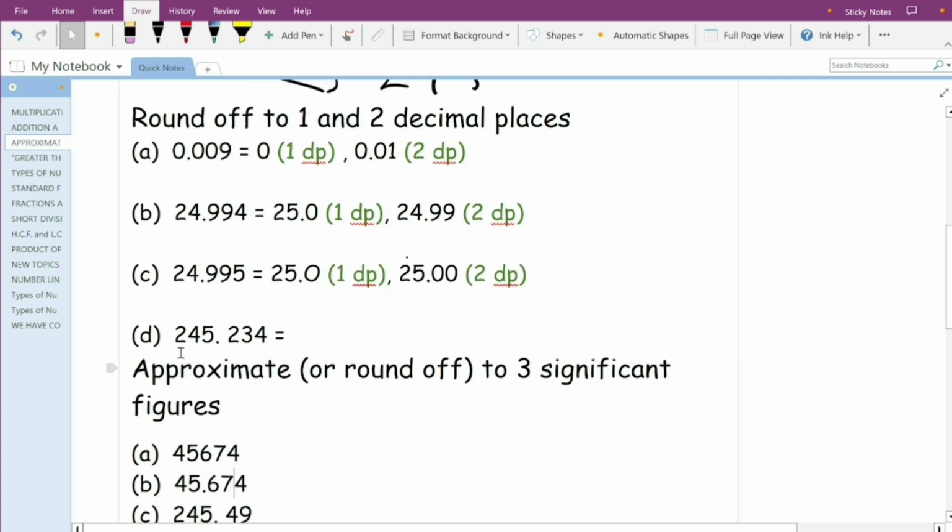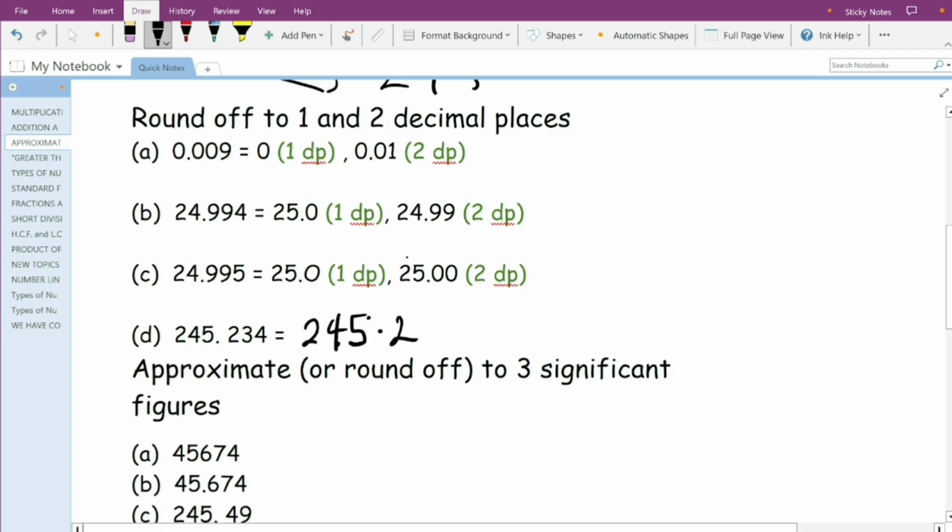For the last question, 245.234 to 1 decimal place. That means we have to stop at this 2 behind the decimal. We're stopping here. And for us to know if you're adding 1 to this 2 or not, it is determined by the number behind it, which is 3. Since it's less than 5, then when we're taking the 3 and the 4 off, we're not adding 1 to this 2. Answer to this question to 1 decimal place is simply 245.2 to 1 dp.